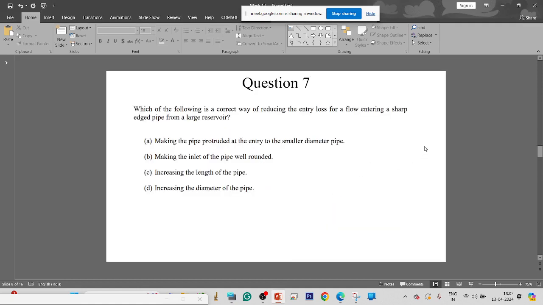Which of the following is the correct way of reducing the entry loss for a flow entering a sharp-edged pipe from a large reservoir? Obviously, a well-rounded inlet causes lesser entry loss as the fluid can flow along the boundary layer without separation, right? So option B is correct.